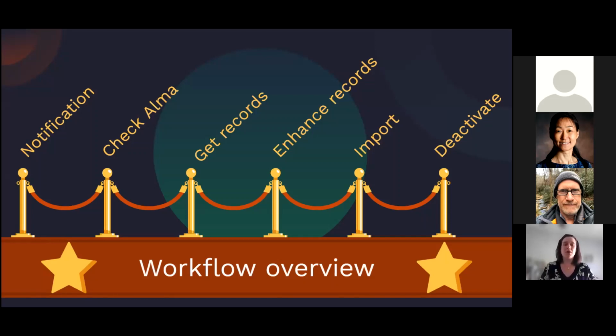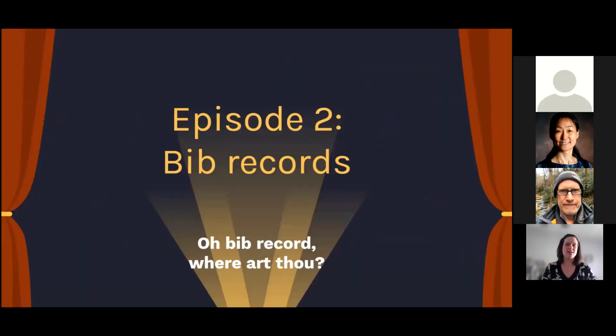So once we know that we have to get a record, I go find the records, I enhance it with our local notes and any local data and the linked data subfield 0 and subfield 1. I import that record into Alma where it sits until it's time to deactivate it. So the big part of this is finding where the bib records are and comparing where we wanted to get the bib records.